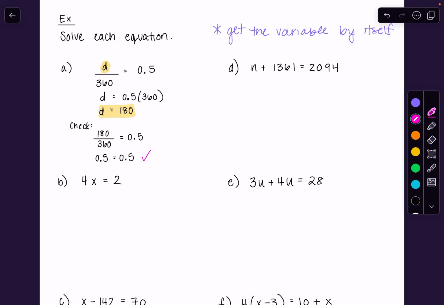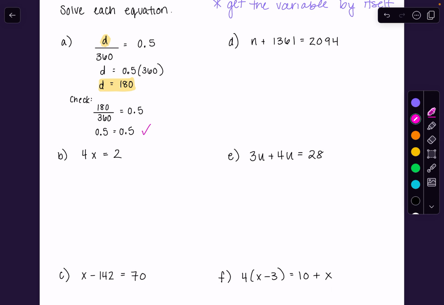If you make any type of error, this would be the way that you would be able to spot it. It can be something small like a sign error, you added instead of subtracted, a bunch of different things could happen. Okay. Let's try this next one.